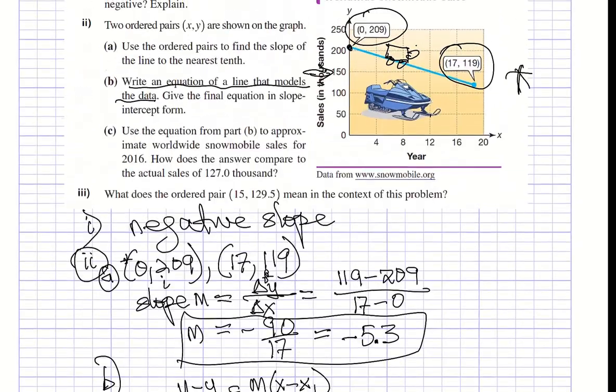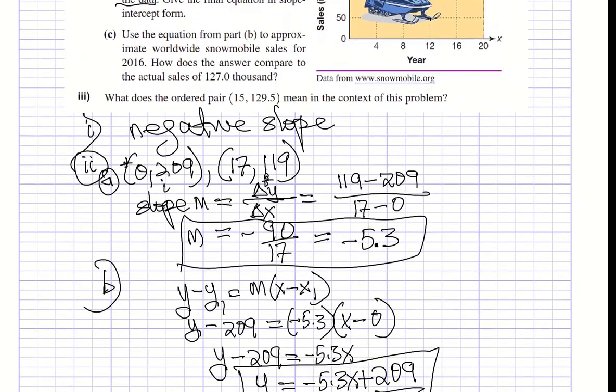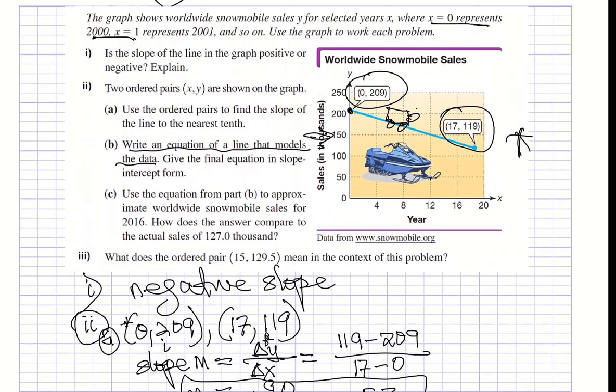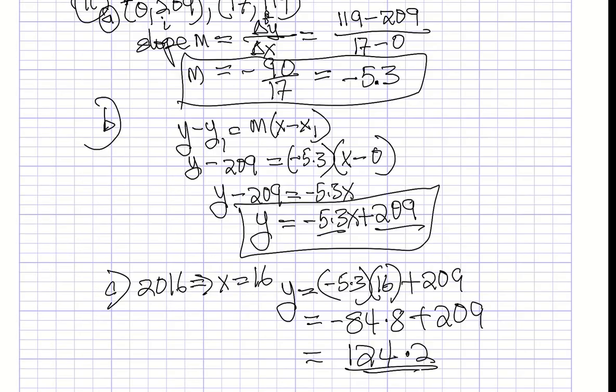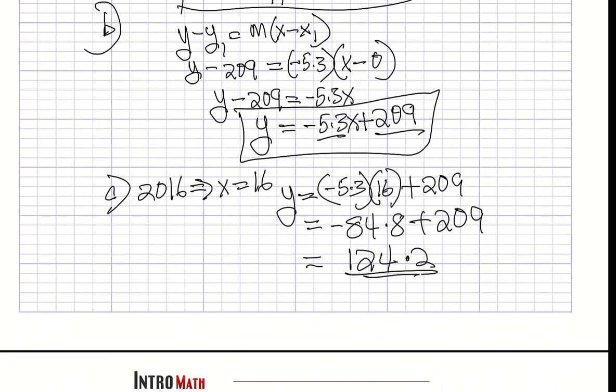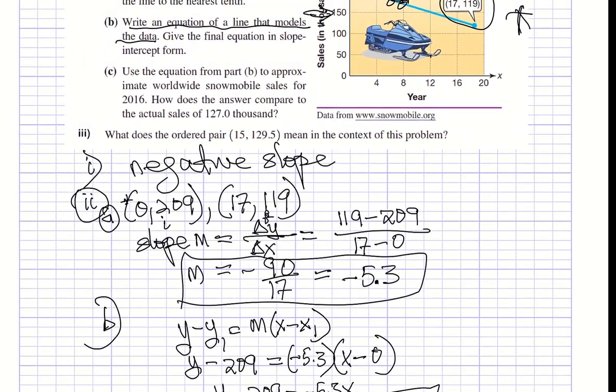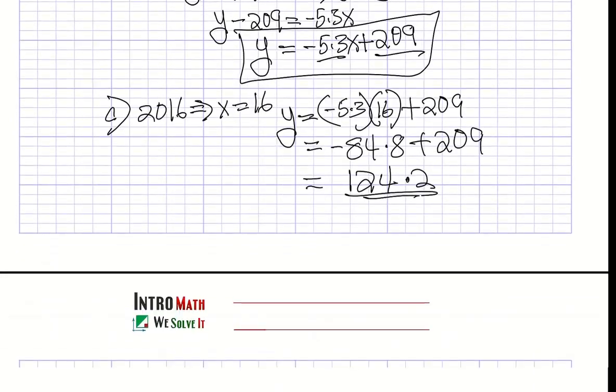That's what we got. What does that mean? The sales are in thousands, right? So that's in thousands, okay? That's what we got for 2016. And then it says, how does it compare to the actual sales, 127?